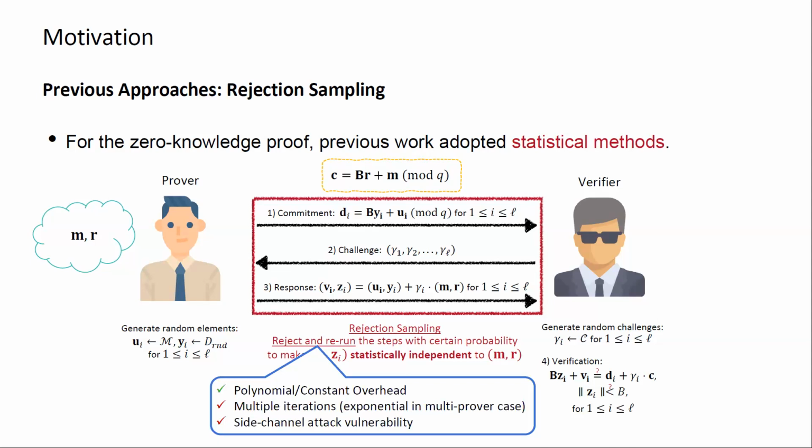Compared to the noise splitting technique, it does not have any exponential factor. It can even achieve constant overhead, but still it requires multiple iterations of the whole steps. And this number of iterations can be exponential in certain cases, like the multi-prover case. And also in certain conditions, rejection sampling can be vulnerable.